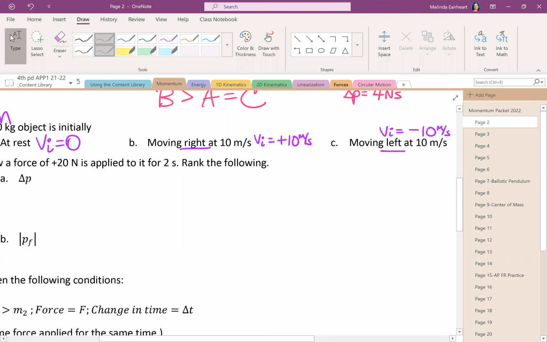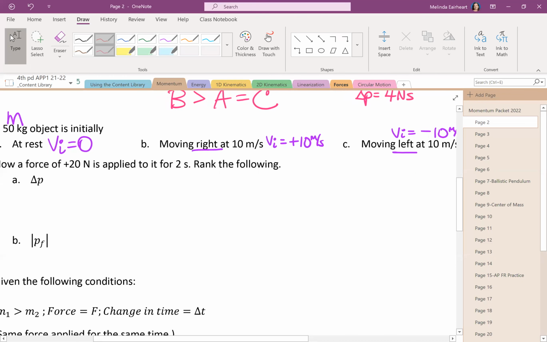Now, really, A and B aren't going to give us issue, but let's refresh our memories about motion here. If I've got an object moving to the left, but it's getting pushed or pulled to the right, what's it going to start out doing? It's got to slow down, right? Eventually come to a stop before it can change direction. And so here we know a force of positive 20 newtons is applied for 2 seconds. Rank the following: delta P.